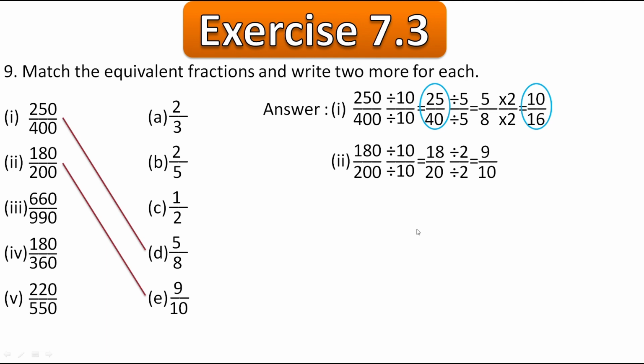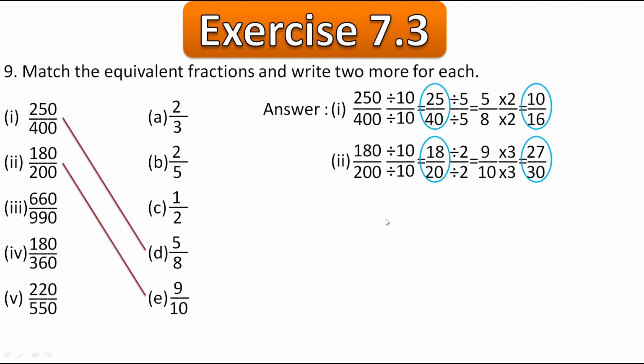Okay, already I have found one fraction, so I'll find one more by multiplying by 3. Why not multiplying by 2? Because if I multiply by 2, I'll get this fraction only, since here I have divided by 2. So I'll multiply here by 3. So I got the answer as 27 upon 30. This is one more fraction which is equivalent to 180 upon 200.